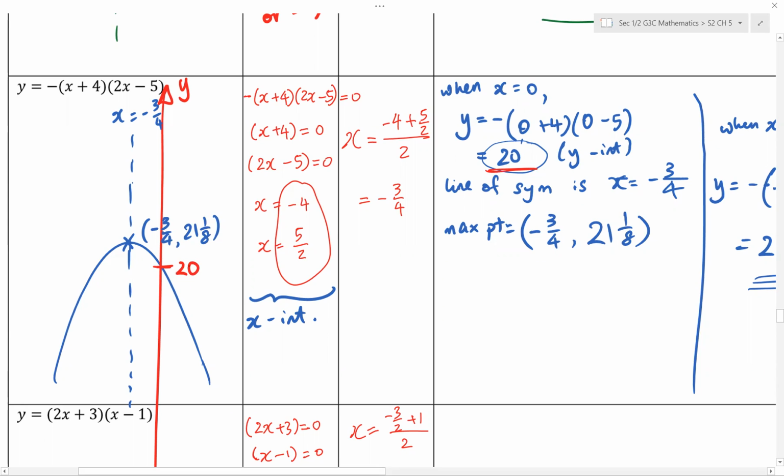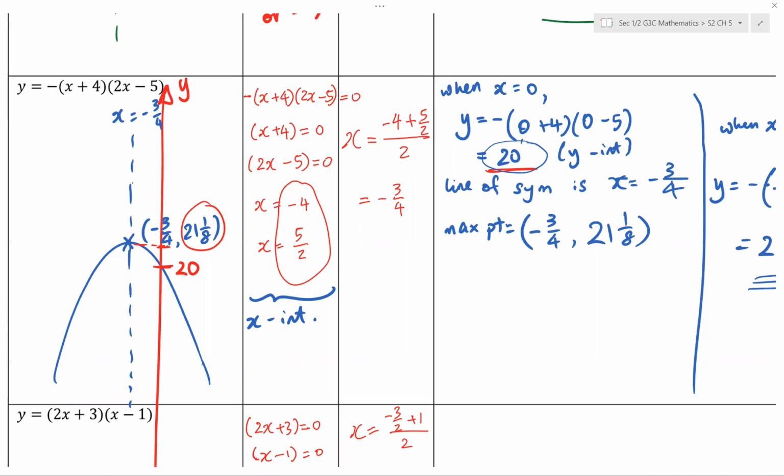Compare the other y value that you have, 21 and 1/8. Is 21 and 1/8 more than 20? Yes. So it should lie above, which is the case. This has a value of 21 and 1/8. Okay. So the y-axis is done. The y-intercept is done. Line of symmetry, turning points, all done. But we're missing one more thing.